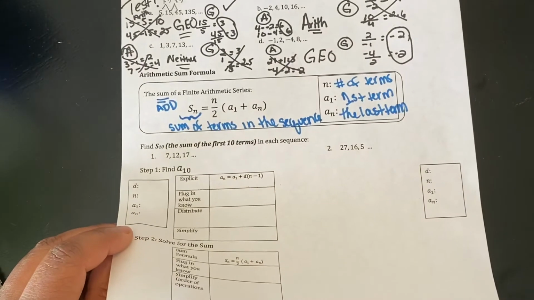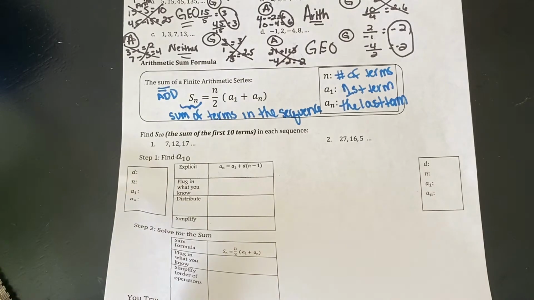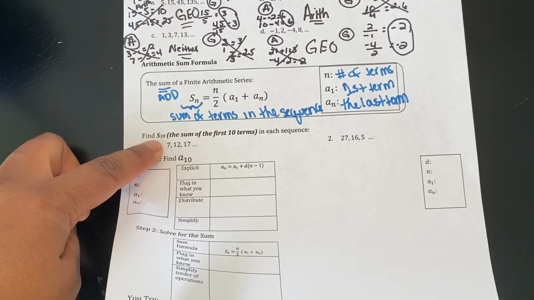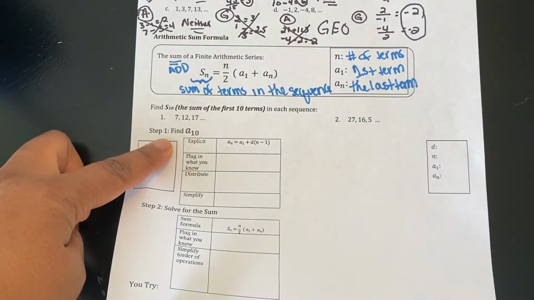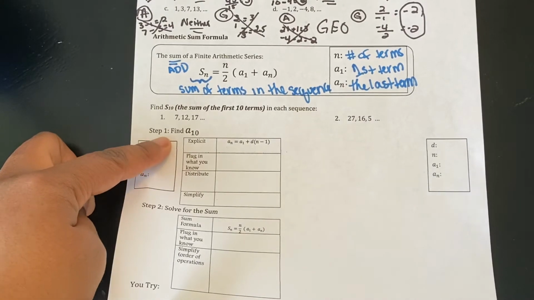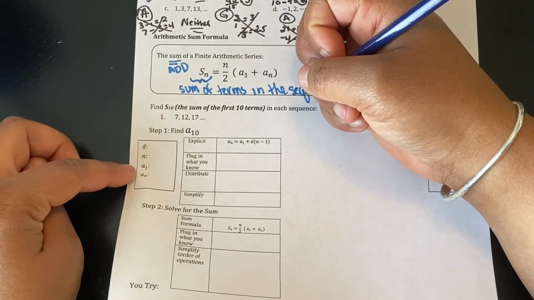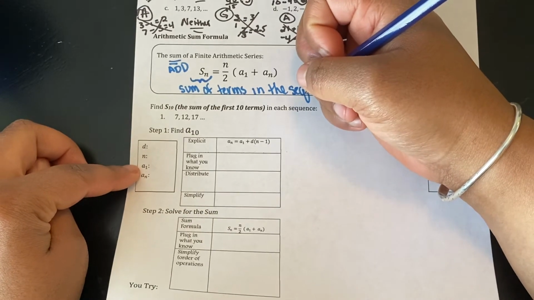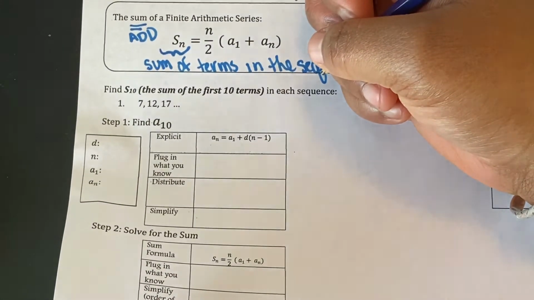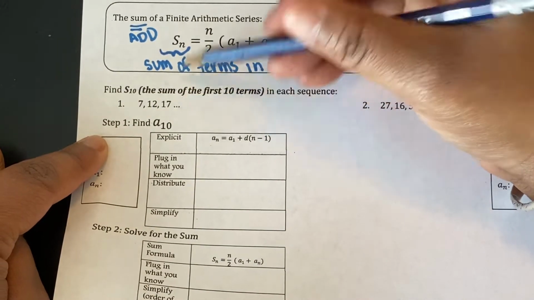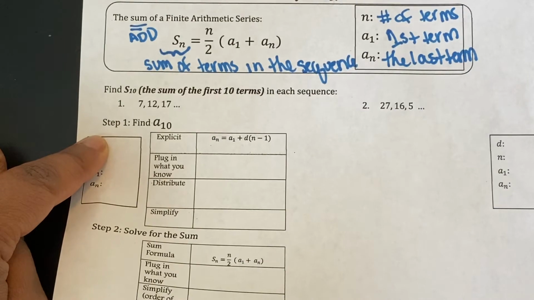So let's do an example. Step 1: if I ask you to find S sub 10, or the sum of the first 10 terms, you have to first find A sub 10, or the 10th term. We already know how to find A sub 10. We did this last week. The first thing we have to do is identify your common difference and your first term. And that's pretty easy. We know this is an arithmetic sequence, so all we have to do is do our test.